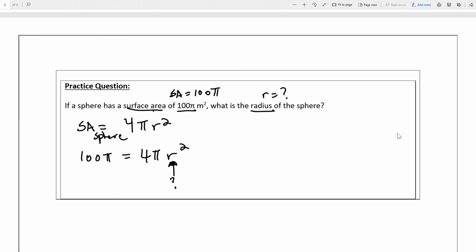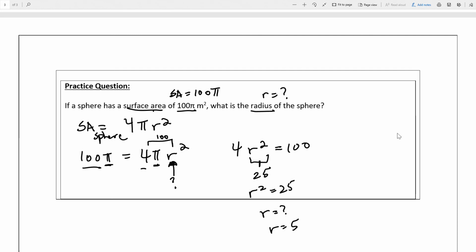Well, on the left side we have pi, on the right side we have pi, so we can ignore the pi's. On the left side we have 100, and on the right side we have 4 and r squared. So somehow 4 times r squared has to equal 100. What do you think r squared is equal to? Well, it has to be 25, because 4 times 25 is 100. So if r squared is 25, what do you think r is equal to? R has to equal 5.